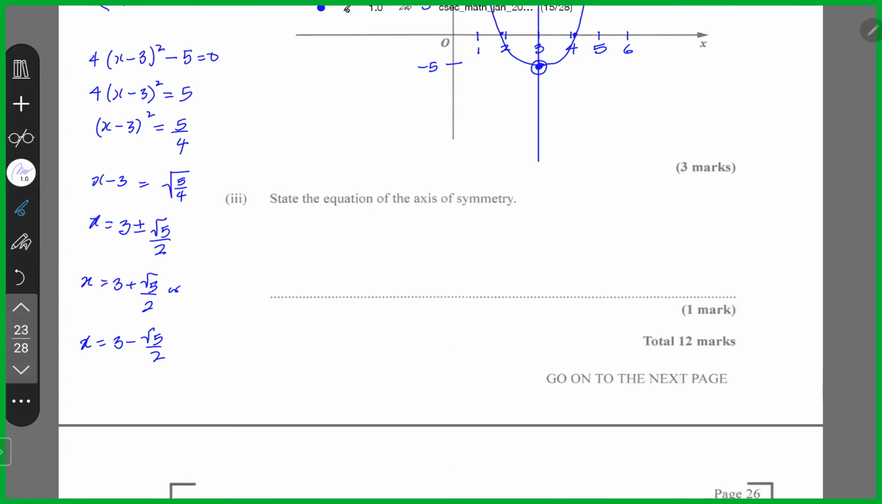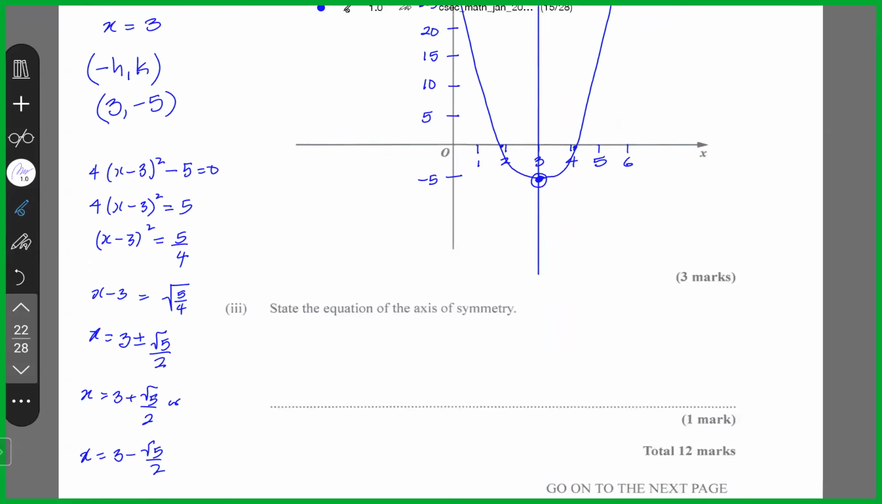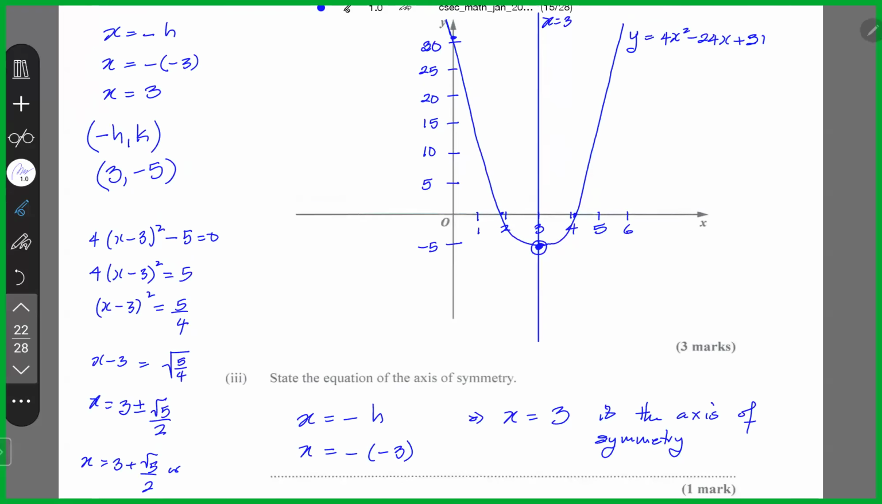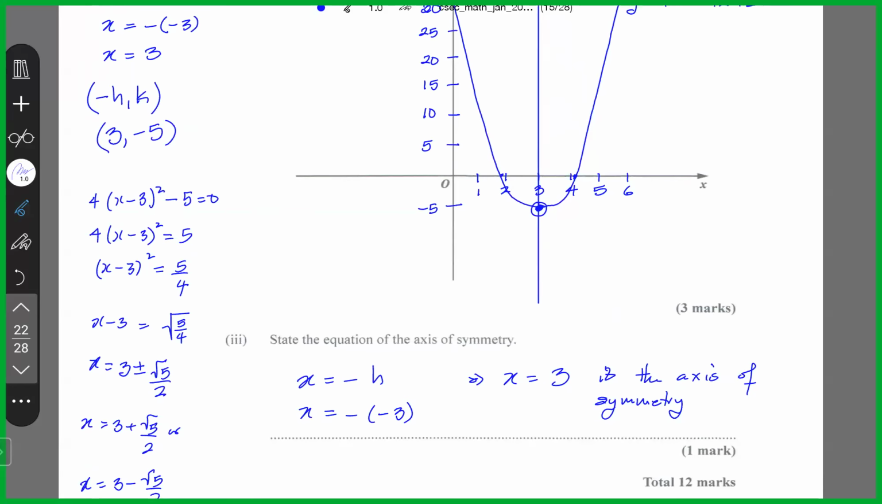Moving on, we're to state the equation of the axis of symmetry, which, well, that's easy. We already worked it out already. X is equal to minus h. X is equal to minus 3. Therefore, x is equal to 3 is the axis of symmetry. All right. And that brings us to the end of our question.